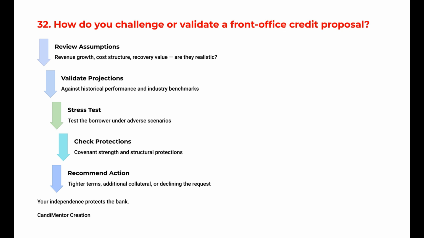How do you challenge or validate a front office credit proposal? Start by reviewing assumptions, revenue growth, cost structure, recovery value. Are they realistic? Validate financial projections against historical performance and industry benchmarks. Stress test the borrower under adverse scenarios. Check covenant strength and structural protections. If the proposal feels optimistic, recommend tighter terms, additional collateral, or declining the request. Your independence protects the bank.